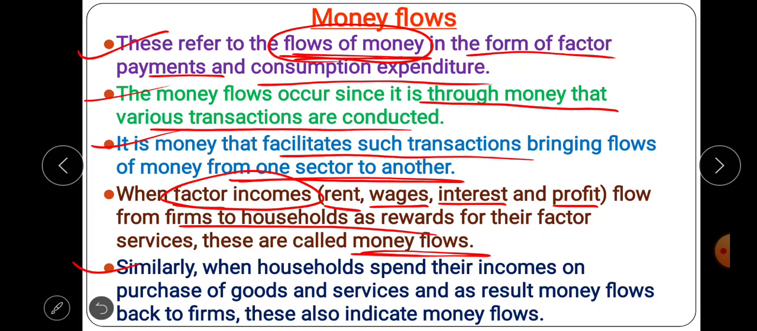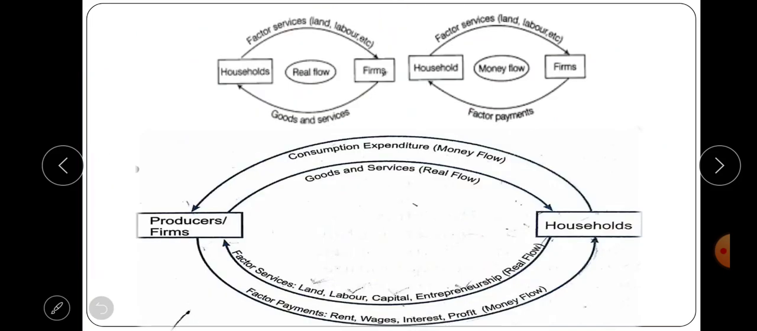Okay, then similarly, when households spend their income on the purchase of goods and services, as a result money flows back to the firms, this also indicates the money flow. Here again, money is transferred from households to the firms when they spend their income on the different goods and services. Okay, so this is the money flow. Then with the help of this diagram, you can easily understand the difference between the real flow and money flow.